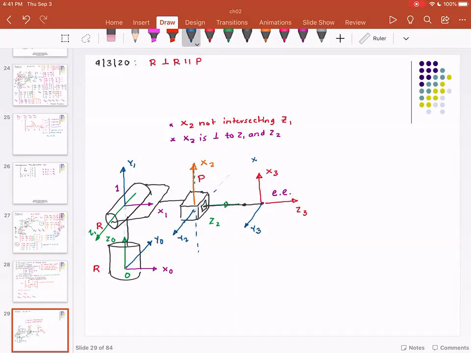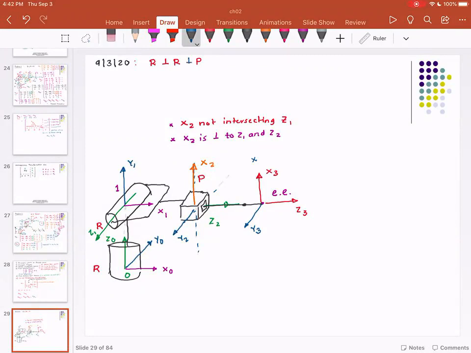Say that one more time. So it's R perpendicular, R parallel to P. Yeah, P. Oh, okay. P is perpendicular. You're right. Oh, so you're talking about this. Okay. Yeah.